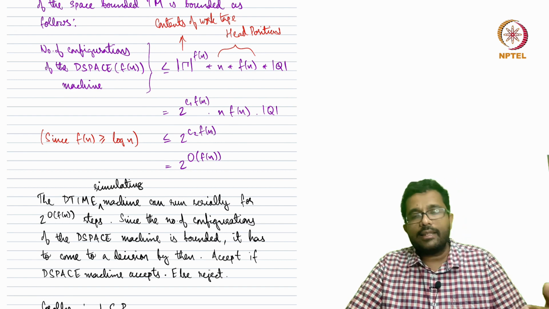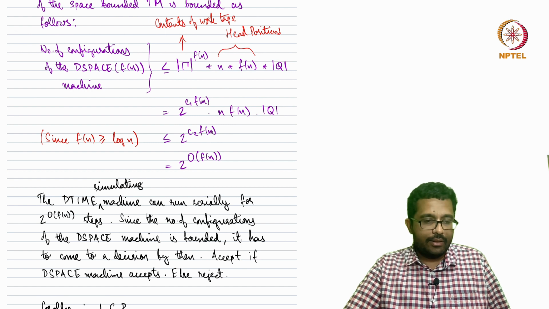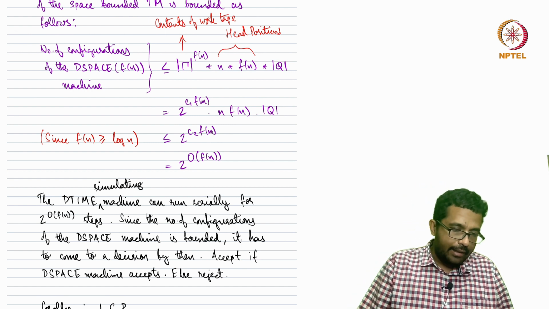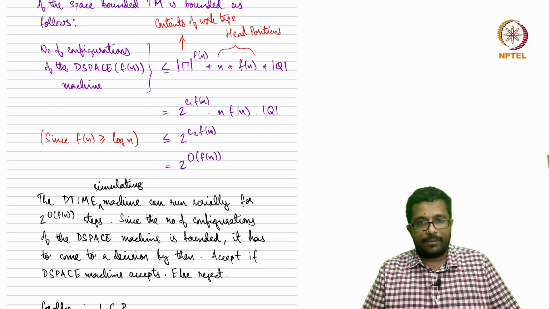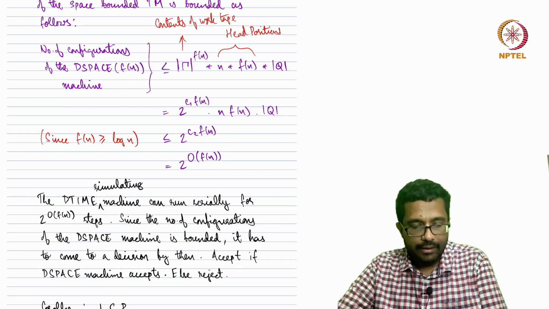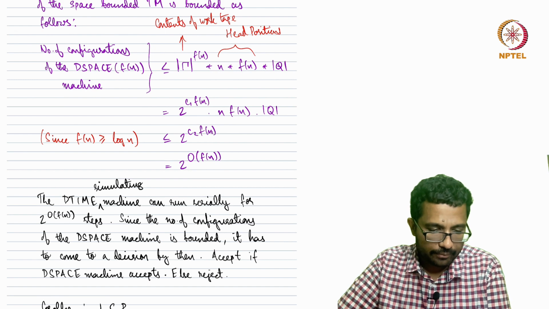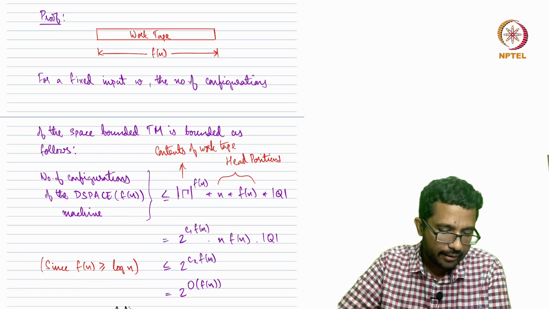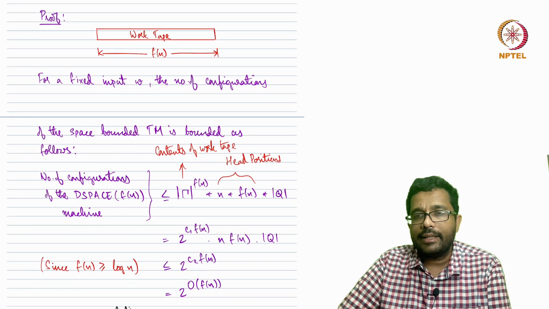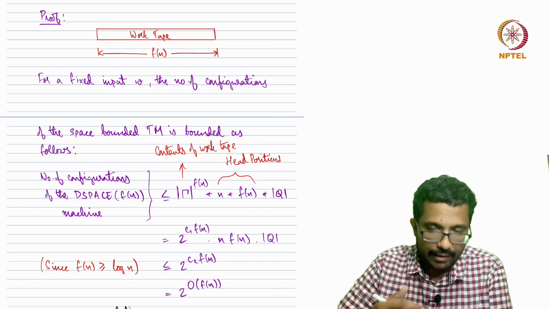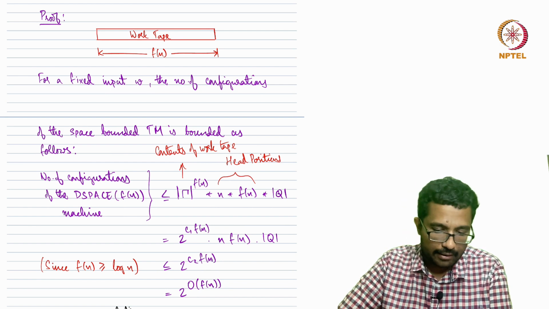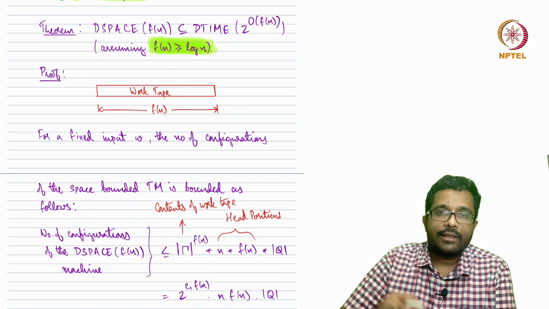So we just run the DSPACE machine and limit the running to this many steps, 2 power O(F(n)) steps. If it accepts, we accept. If it does not accept in that much time, we reject. So the main key idea here is that we bounded the number of configurations, and that, being exponential in the space complexity, gave us a time bound.